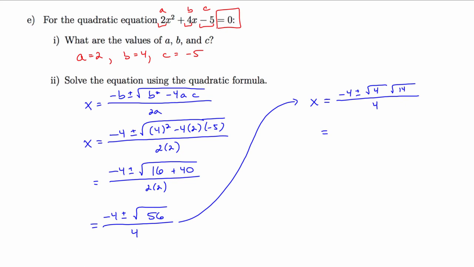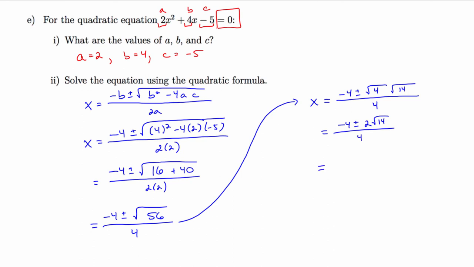Continuing our simplification process, we continue with the negative 4 in the front. The square root of 4 reduces down to 2, so the radical component simplifies to 2 root 14, and we end up with negative 4 plus or minus 2 root 14 over 4.